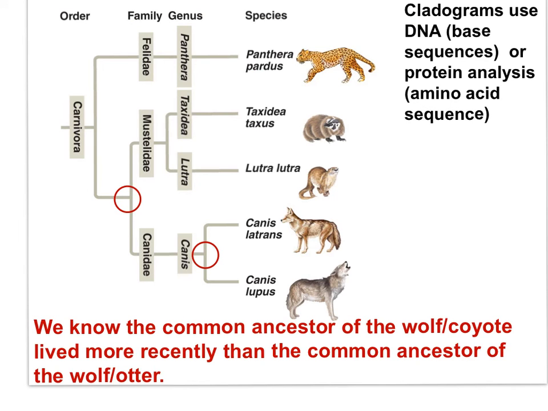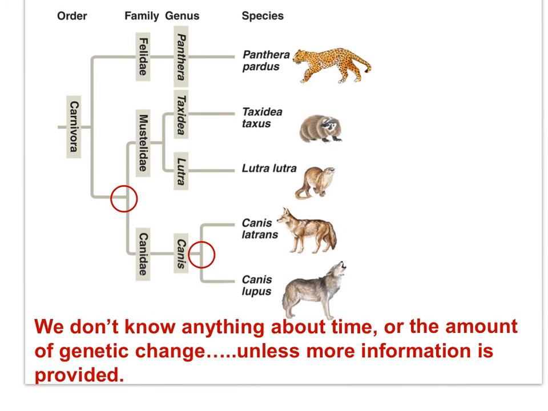When cladograms are constructed using DNA base sequence data or amino acid sequence data, we know the common ancestor of the wolf and the coyote lived more recently than the common ancestor of the wolf and the otter. Since the common ancestor of the otter, the coyote, and wolf is here, we would predict similar numbers of base differences between the otter and the coyote as compared to the otter and the wolf. While this cladogram does provide information on relatedness, we don't know anything about time, the time at which common ancestors lived or groups diverged, unless we were given more information.